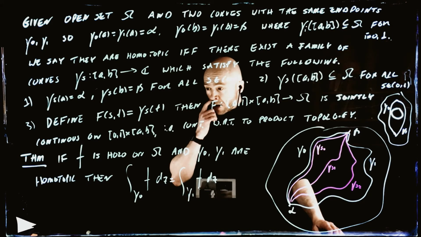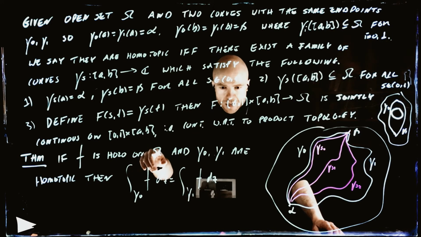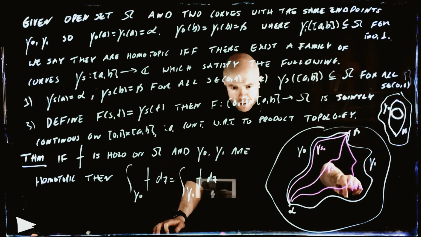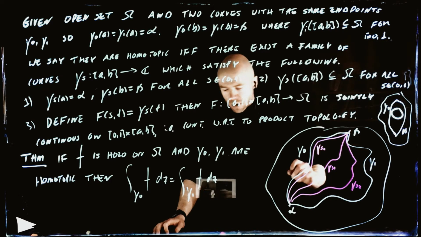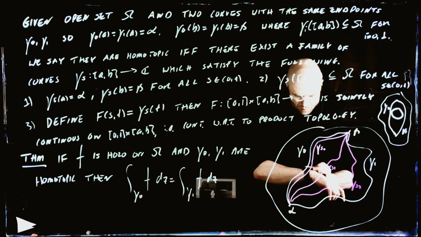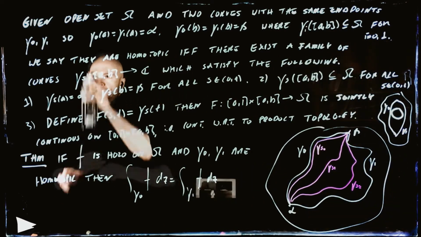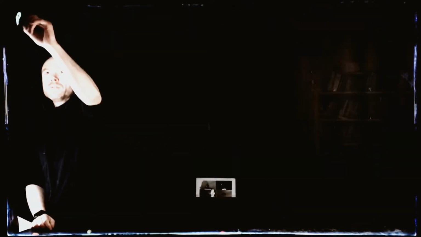The point of this is that we're now doing this for any set at all, any open set at all. And our only condition is that we can smoothly deform one to the other, and it's still going to remain true. All right, so let's prove this theorem. Okay, proof.